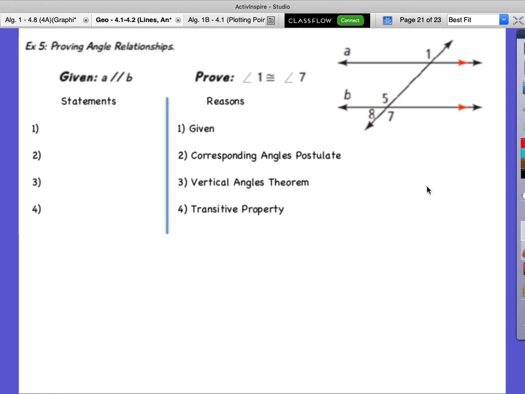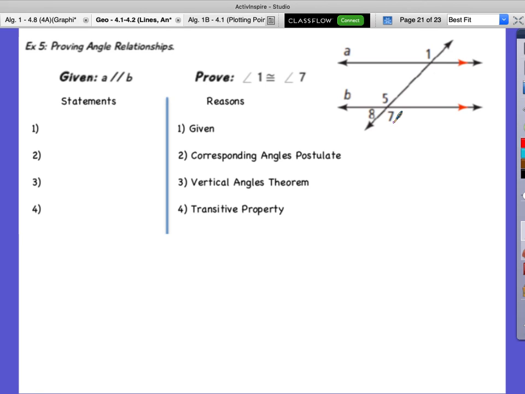We are going to work on a proof here. We're going to prove that an angle relationship exists. We're starting off saying line A is parallel to line B. We're trying to prove that angle 1 is congruent to angle 7. We could jump straight there by saying they're alternate exterior angles. But we're trying to prove that this theorem even exists. This is how people originally proved that this is a thing.